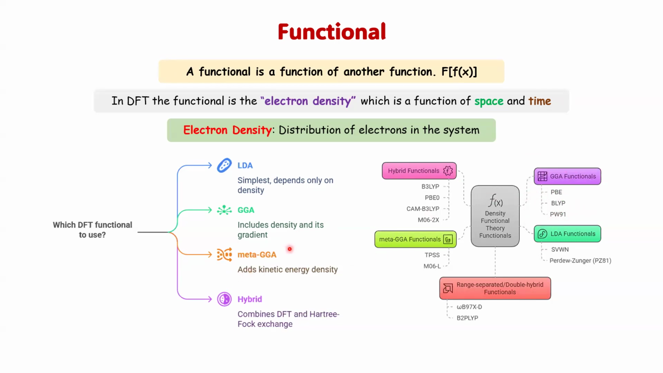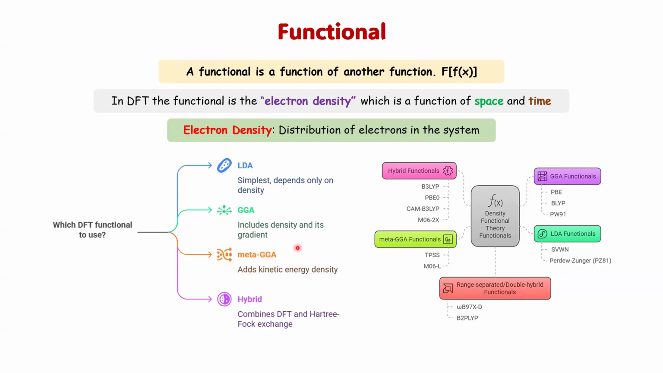And the next one is the meta GGA functional. Meta GGA functionals are like an extended version of the GGA functional. Here it depends on three factors: the local density, the gradient of the density, and the kinetic density of your system. So LDA depends on only the local density, GGA on local density plus its gradient, and meta GGA on local density, its gradient, plus kinetic density. So the number of factors considered is increasing here.